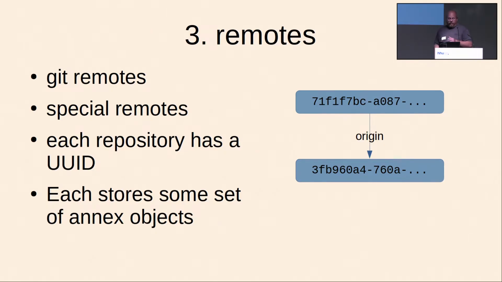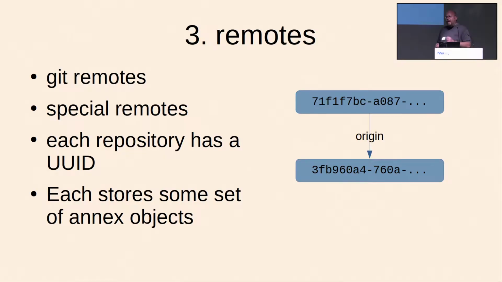A remote is another kind of pointer, but here it's a connection between one repository and another one. In git-annex, we can have Git repositories, or we can have special remotes, which is like something that isn't a Git repository that's specific to some kind of a data storage system or something like that.